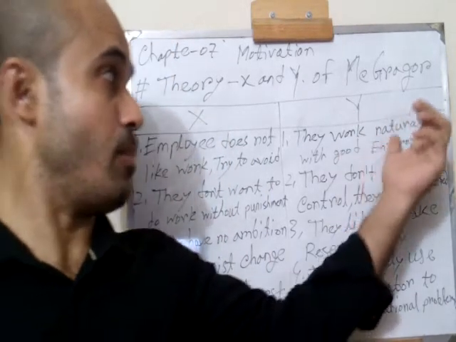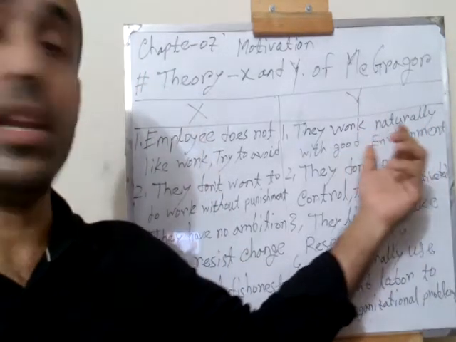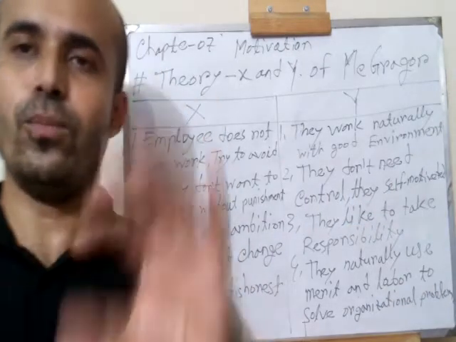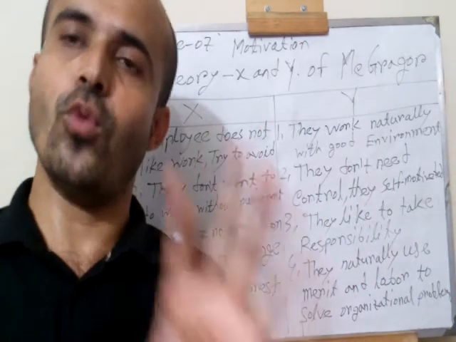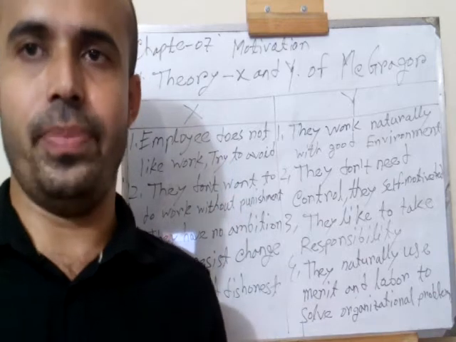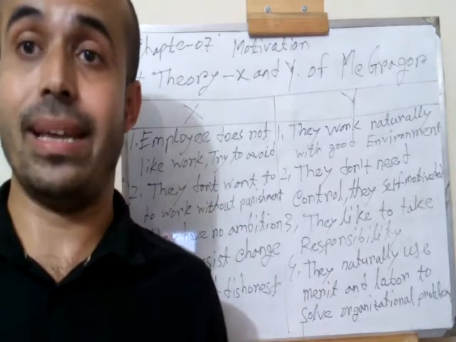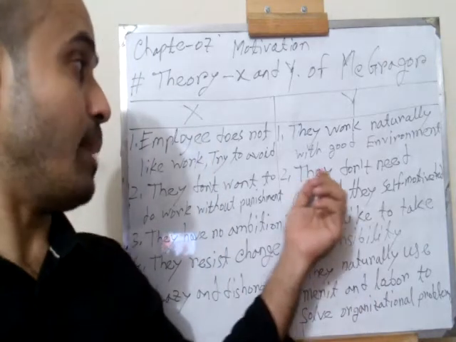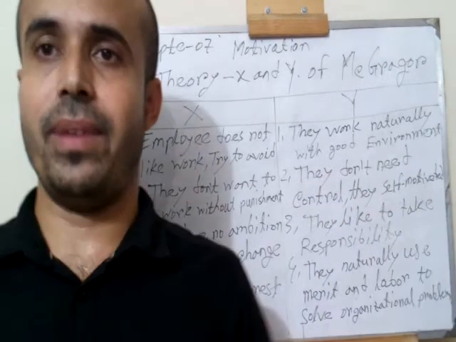Now coming to point number one, they work naturally. They work naturally in a good environment. If I put them in a good environment, they will work normally and naturally. They will engage themselves in the work, and they don't need any type of control or any type of supervision.